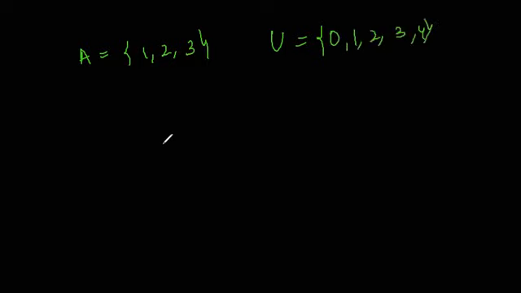So if A is {1, 2, 3} and the universal set is {0, 1, 2, 3, 4}, then A intersection the universal set is equivalent to A. So 1, 2, 3, what will be the union of these two? It will again result in the same thing, 1, 2, 3.